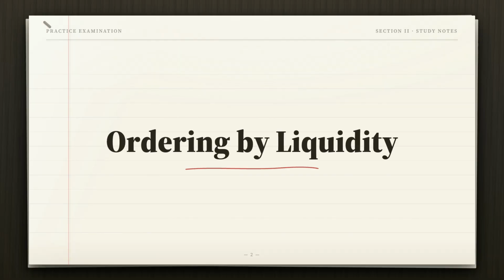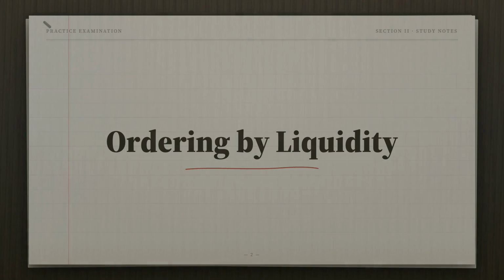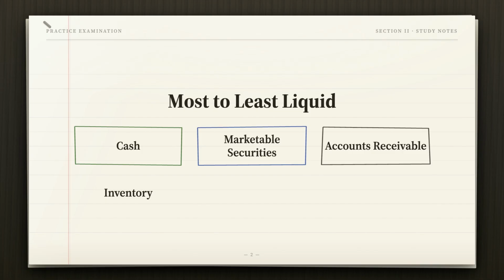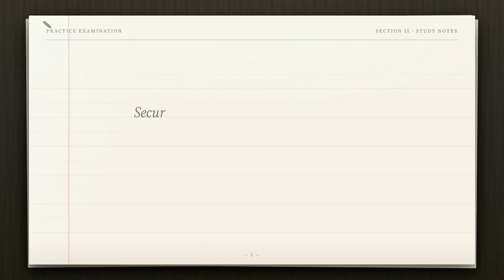Current assets appear on the balance sheet in a deliberate order, and that order follows one rule: liquidity, meaning how quickly and cheaply an asset converts to cash. Cash sits first because it already is money. Marketable securities come next since they convert with just a phone call and a day or two. Accounts receivable follows, waiting on customers to pay, often in 30 to 60 days. Inventory sits last because it must first be sold before it becomes cash or receivable.